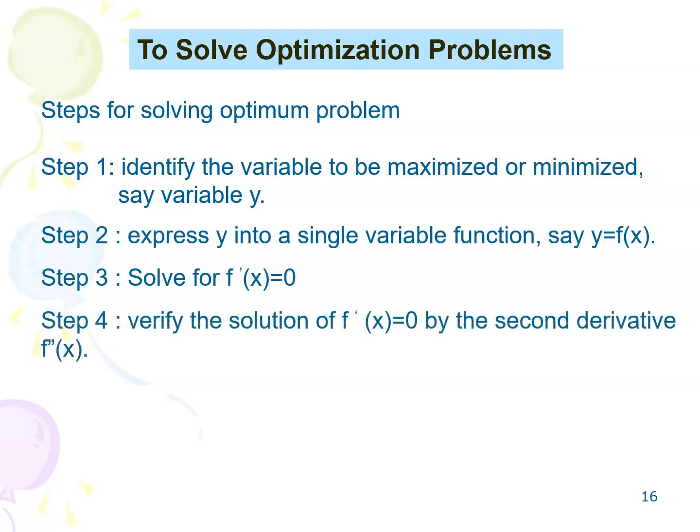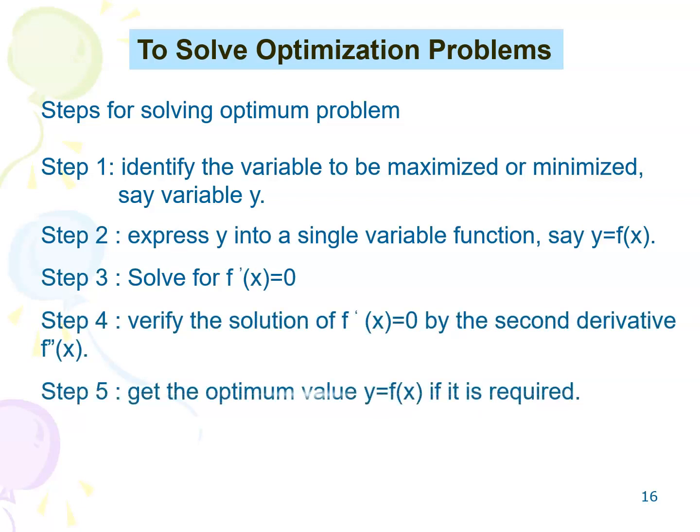for solving optimization problems. The first step is to identify the variable to be maximized or minimized, say variable y. You need to identify the variable first. The second step is to express y as a single variable function, say y equals f(x). Then the third step, you're going to solve for f prime x equals 0.